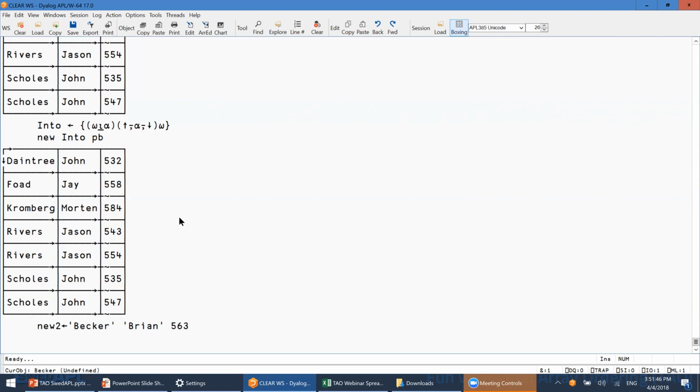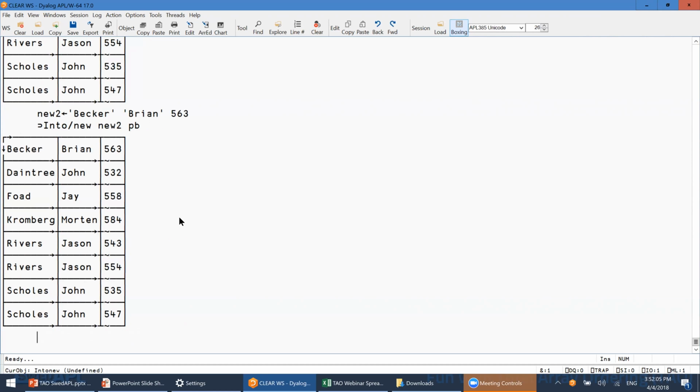Okay, so now we have the new one, and the second new one, and the phone book. And now we can do an into reduction on this vector of new elements. And yeah, somebody's smiling over there. There you go. What happened?